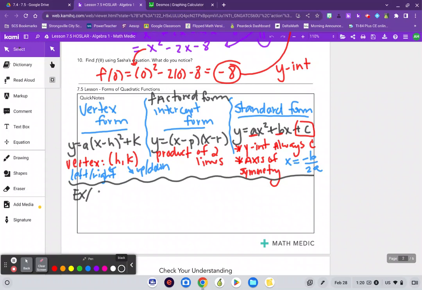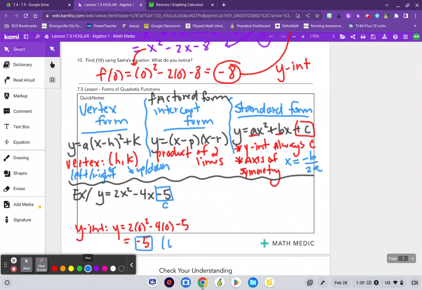The example I give you is y equals 2x squared minus 4x minus 5. If I want to find the y-intercept, I would replace each of my x's with 0, because a y-intercept always has an x value of 0. And you are left with that c value. So I'm just going to box off, this is my c value. And notice that my y-intercept is that c value, 0, negative 5.